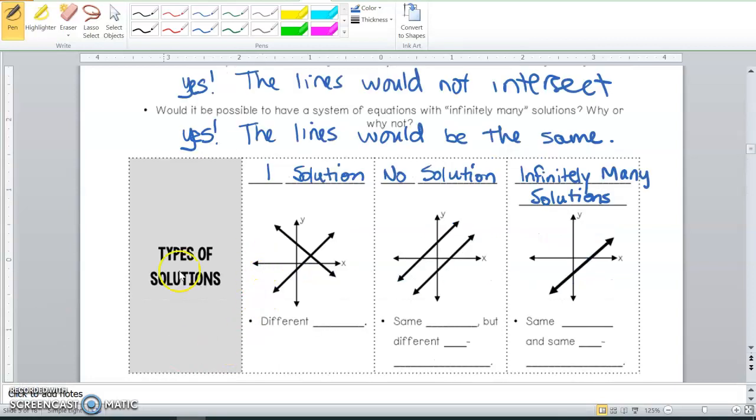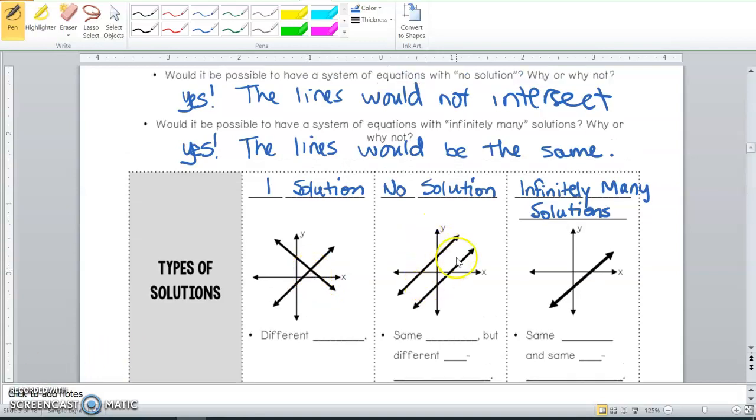So looking here, you can see the three different types of solutions for systems of equations. One solution, where the two different equations intersect at one point. Systems of equations that have no solutions because the lines are not intersecting at any point. And then systems of equations that have infinitely many solutions because the lines are the exact same line. They're overlapping each other at all points.